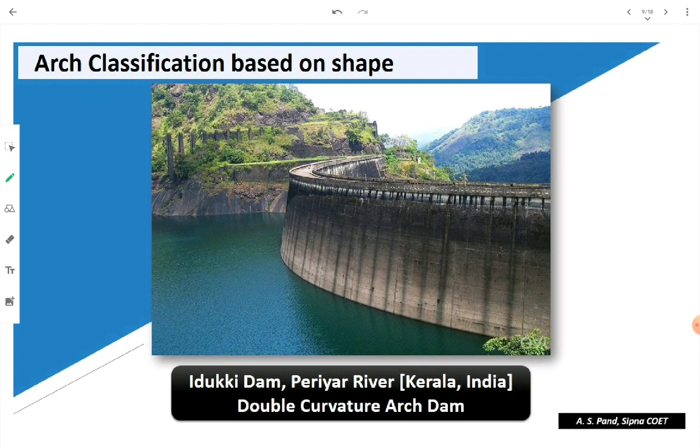Okay, then the Idukki Dam, which is constructed on the Periyar river in the state of Kerala in the country India, is a double curvature arch dam. Meaning in cross section you can see the curvature of the dam, and also in plan you can see the curvature of the dam. Means along the x axis and also along the y axis, curvature for the dam exists.